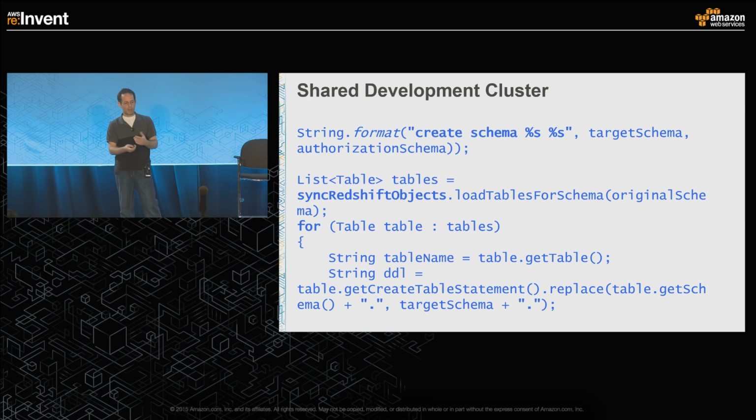So here's a little bit of example code for what we do to do that. You can see it's not particularly complicated. We're creating a schema. We have a target schema, and then the schema for the individual user. We just go through the tables. We load the information, and we substitute basically for the schema so that we can recreate the entire schema and clone it over to another schema that's personalized for the developer to operate on.